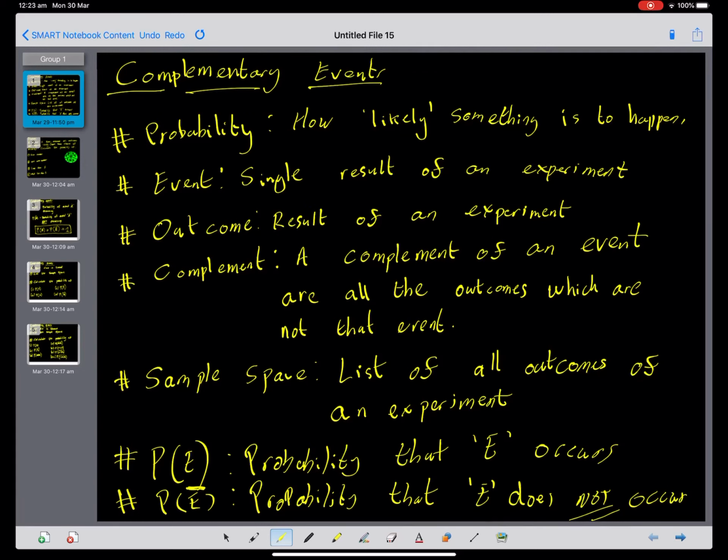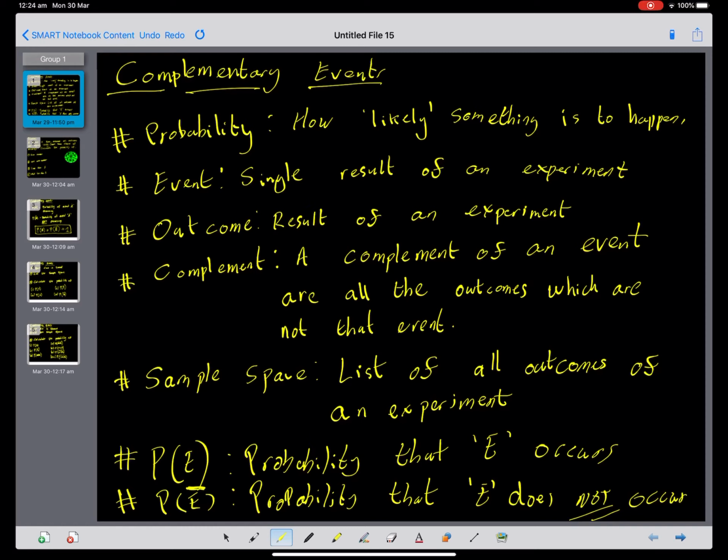In this video, we're going to look at complementary events. Before we do that, let's familiarize ourselves with some key words. So probability is how likely an event is going to happen. It's the mathematical description of chance. Event is a single result of an experiment.